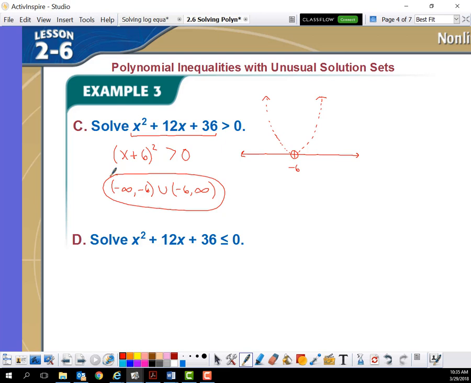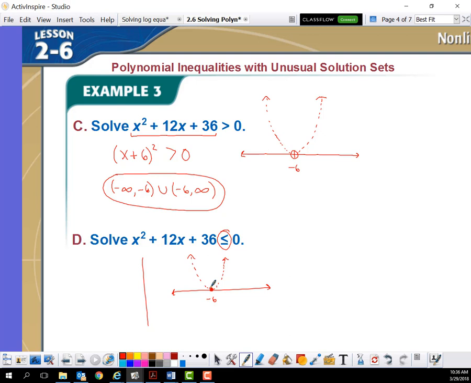Now look at what happens here on the next graph where we change that sign to "or equal to." So we can use the same graph, but now what's changed is that we can be equal to 0. So now at -6, we can close that circle.